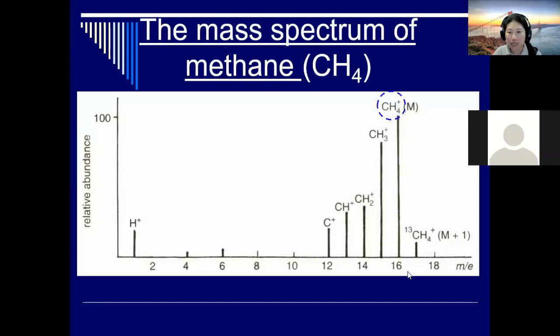So the last highest peak means that, for example, over here, this is very little, this is very little, so I will ignore this too, right? So it will say that this is M plus 1. Okay, let me write on the top. So this is the highest, so this part is the molecular ion. It should not be M, it should be M plus.